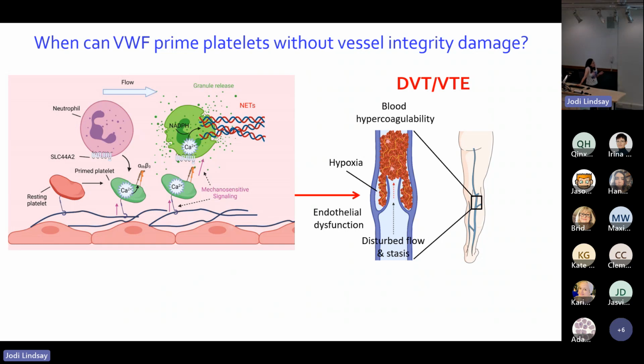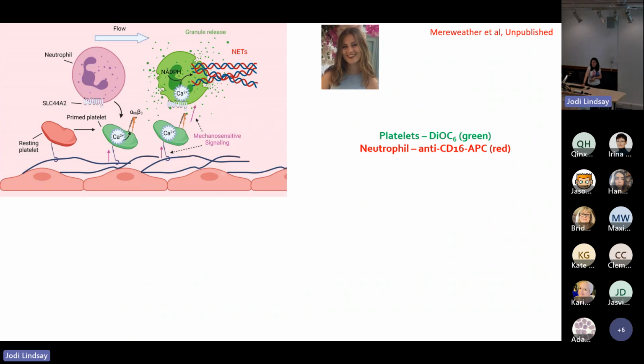If you recall, we hypothesized that under disturbed flow conditions, maybe VWF can get entangled and expose its A1 domain, priming the platelet. That would lead to recruitment of neutrophils and NET formation and the formation of a thrombus. So how do we investigate the importance of VWF platelet priming in vivo? One approach was actually taken in vitro, adding another component to the flow assays that I was showing earlier.